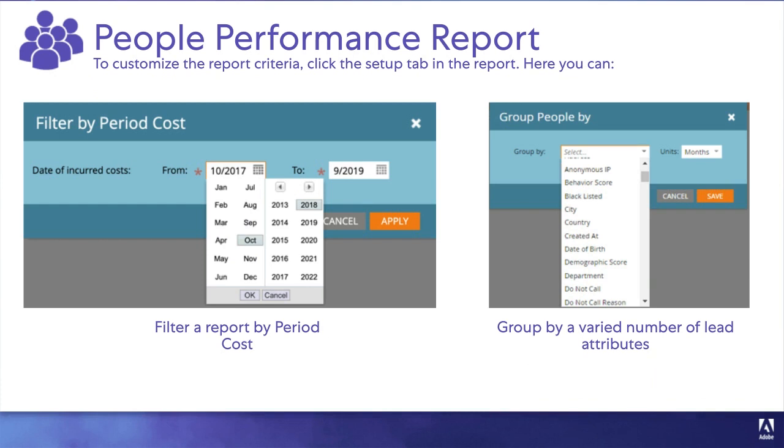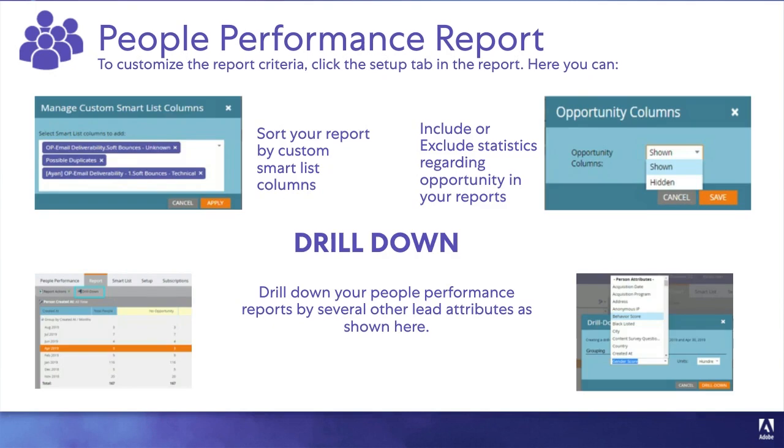Again, to configure this, you need to go to the Setup tab and sort the report based on the options that we just discussed. So like you can see, we can filter reports by period cost, we can group people by a varied number of lead attributes, sort your reports by custom Smart List columns, and include or exclude statistics regarding opportunity in your reports.